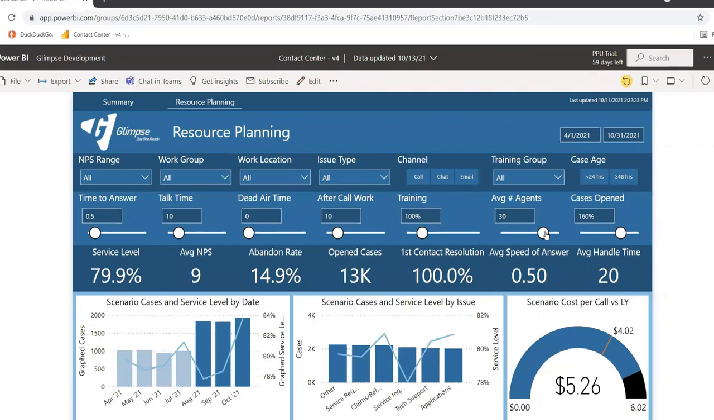So we want to go back in and look at our methods, look at our post-call wrap, any kind of other features that we have. Maybe there's something, calls aren't getting routed to the right groups. There's going to be something in there.